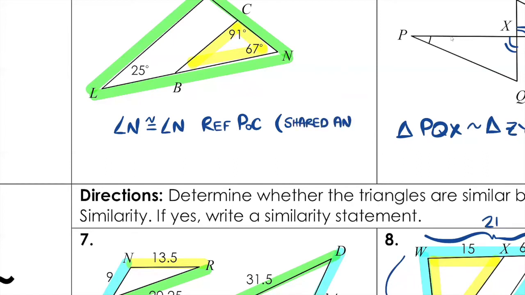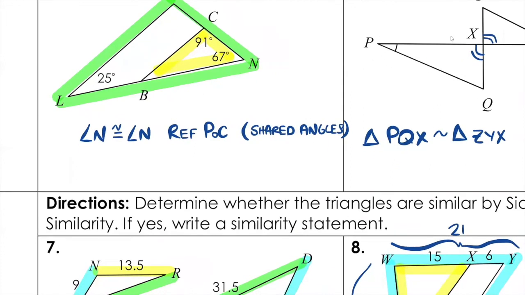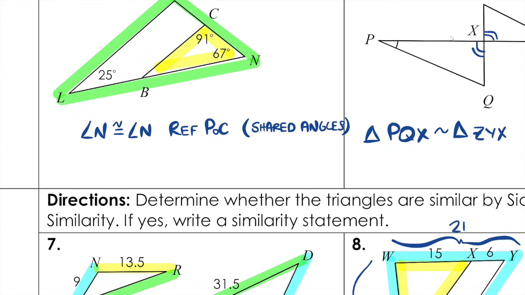Guys, shared angles are going to pop up a lot in this unit. Not that we've got much more left in this unit. Both of them should have angle N. How is it a shared angle? When we look at the yellow triangle, what's the measure of angle N? We look at the green triangle, what's the measure of angle N? 67. So both triangles have angle N, so we can call them a shared angle, just like in the past we called them shared sides.